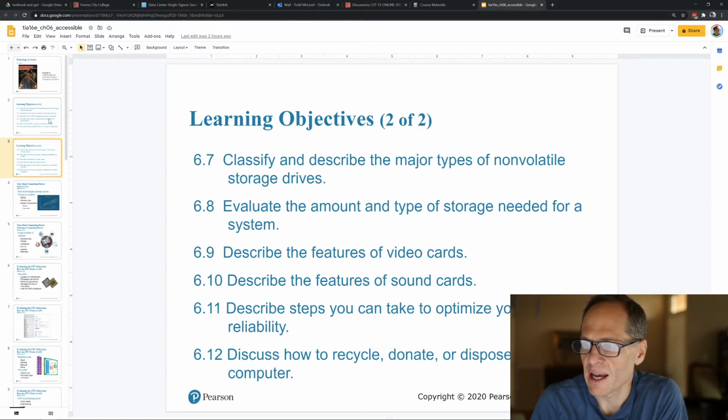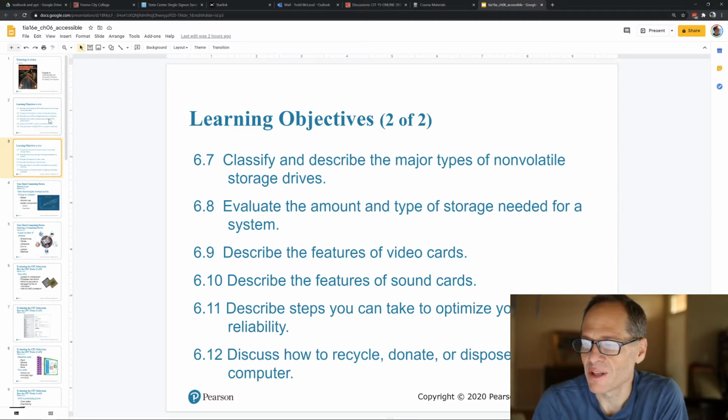And classify and describe major types of non-volatile storage drives. So we've heard about volatile, non-volatile. So non-volatile would be secondary storage. Remember, hard disk drive, solid-state drive, optical drives, CDs, DVDs. Evaluate the amount and type of storage needed for a system. If you're going to be doing video, you've got to store a lot of video files. You're going to need more.